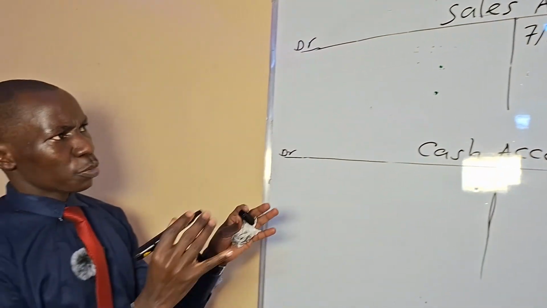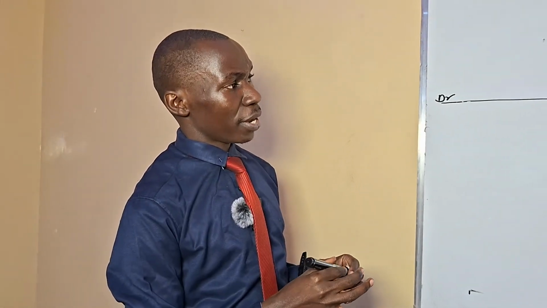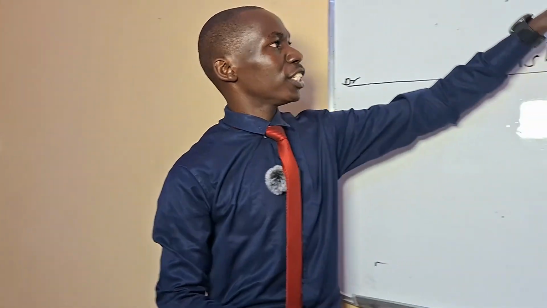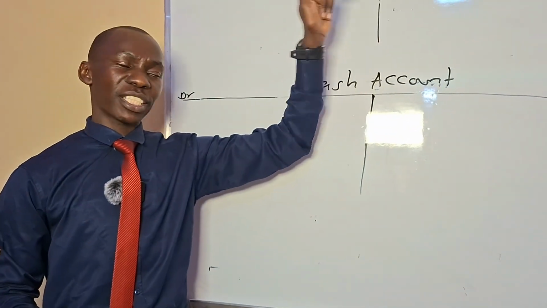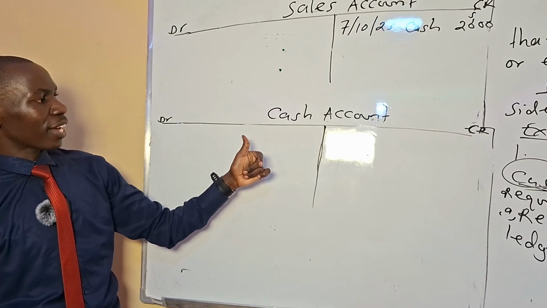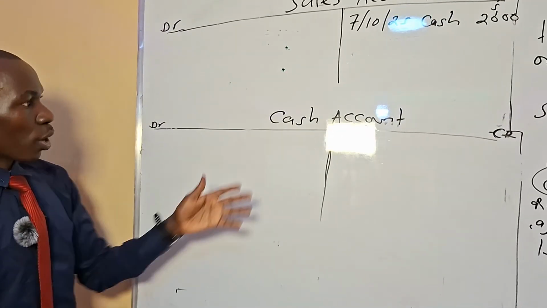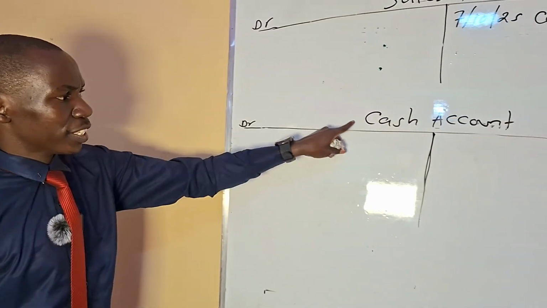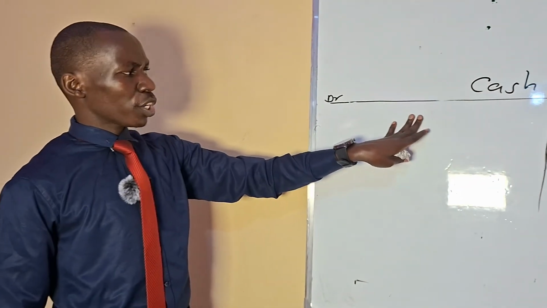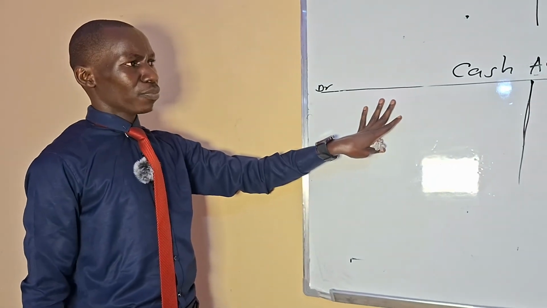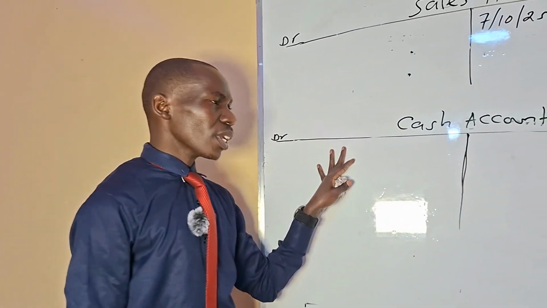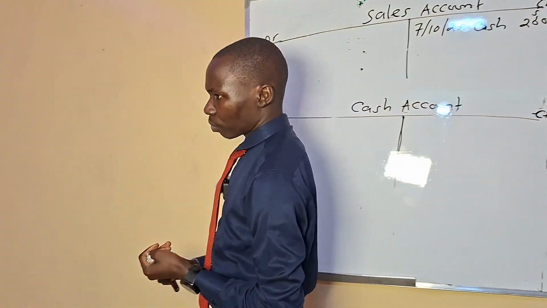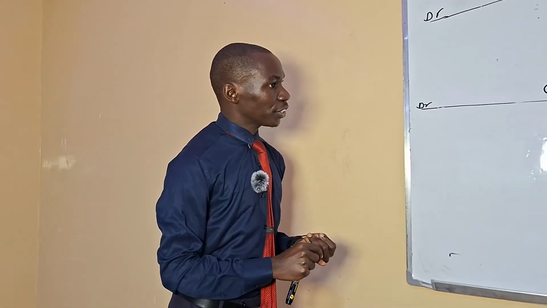Then don't forget that the double entry system says each transaction must be recorded twice. Here we have recorded it once on credit, meaning it must have a debit entry in another account, which is cash. You come here and put cash. This is an asset. The question is, why am I going to put it on the debit side? Don't forget that I said debit entry we record there if cash is increasing.